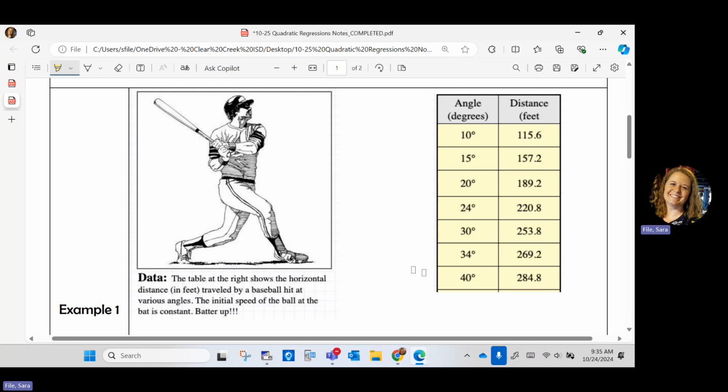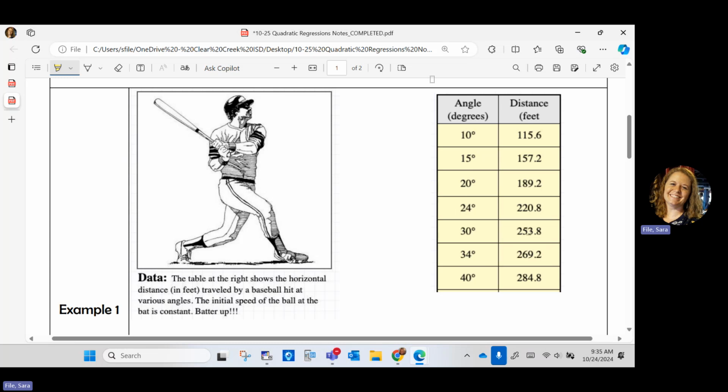It says that the table at the right shows the horizontal distance in feet traveled by a baseball hit at various angles. The initial speed of the ball is constant. Okay, so the speed of the pitch is the same for all of this data. It's just the angle at which the ball is struck that is your X value. That's what's changing and how that affects the distance the ball travels.